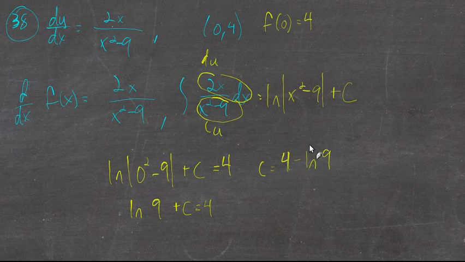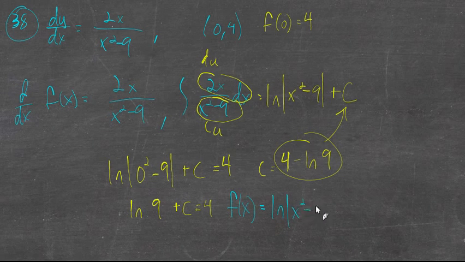And so this goes in the place of c. So in the end, f of x, that function we were looking for that has this derivative, specifically that has the point (0, 4) on it, or has a solution, is given by the natural log of the absolute value of x squared minus 9, plus 4 minus natural log of 9. That's the very specific solution, or what we call the particular solution. Specific or particular solution. So there we go.